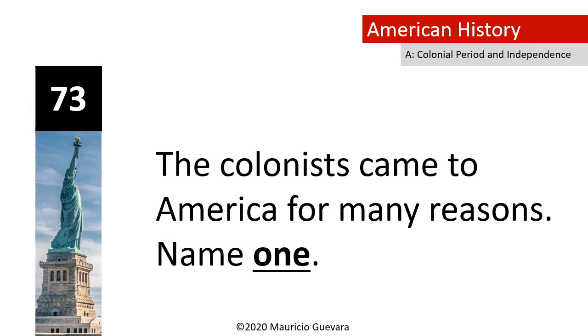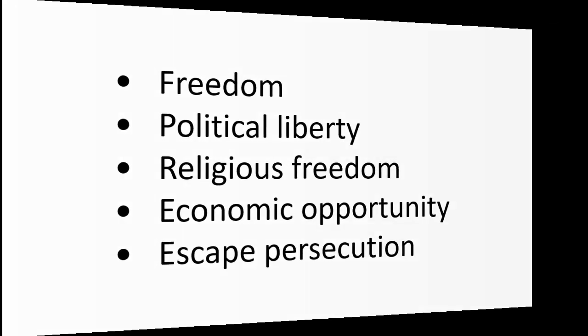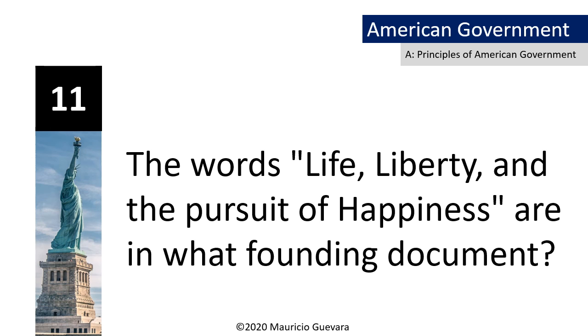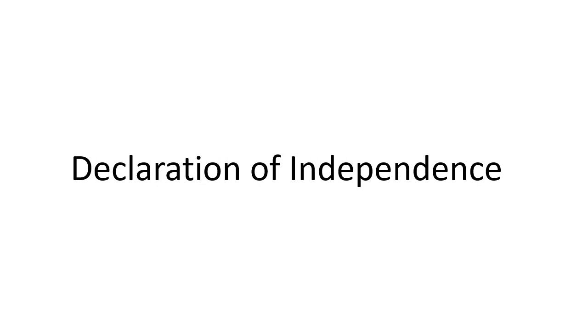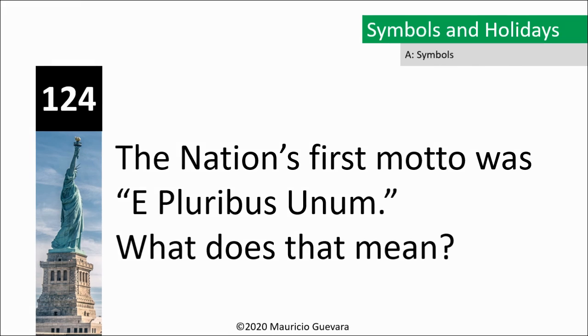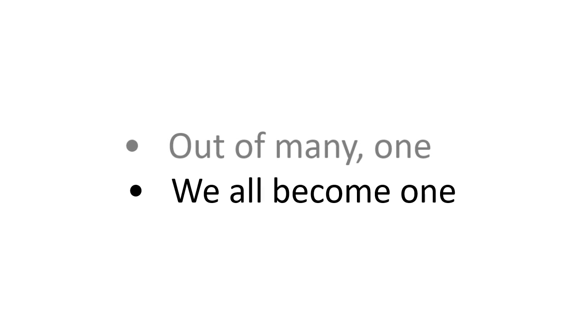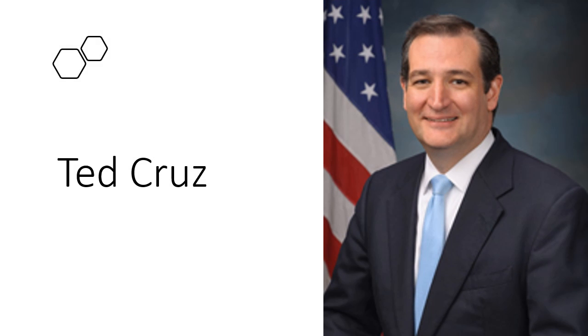The colonists came to America for many reasons. Name one. Freedom. The words life, liberty, and the pursuit of happiness are in what founding document? Declaration of Independence. The nation's first motto was E pluribus unum. What does that mean? Out of many, one. Who is one of your state's U.S. senators now? Ted Cruz.